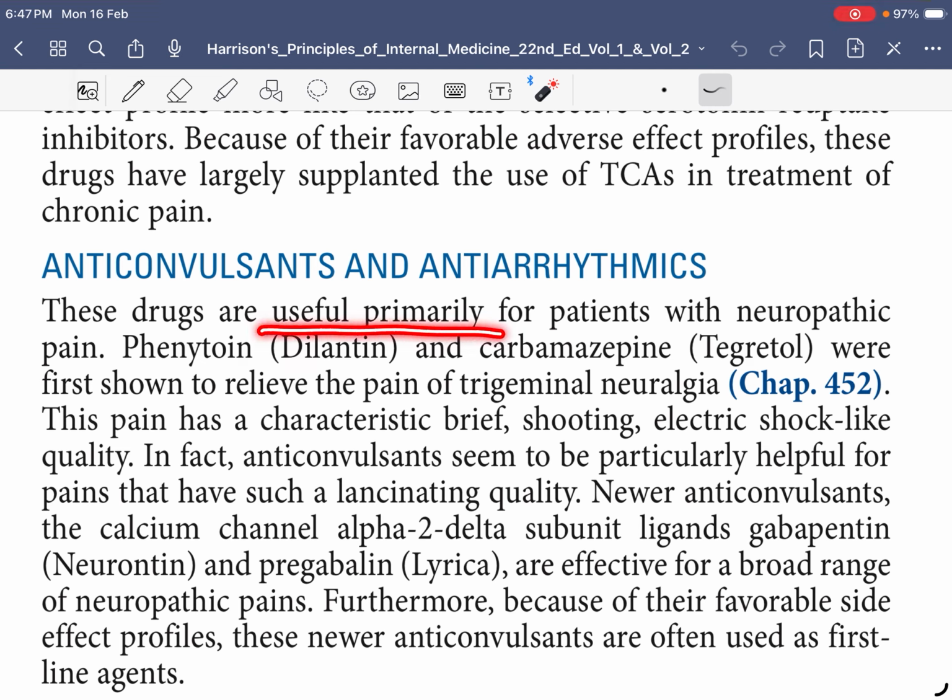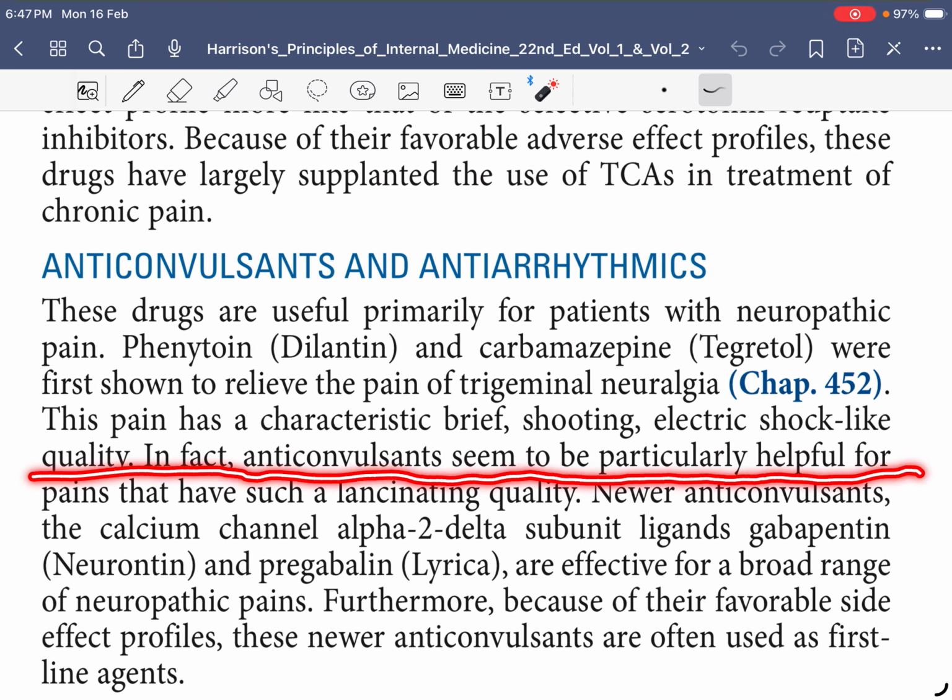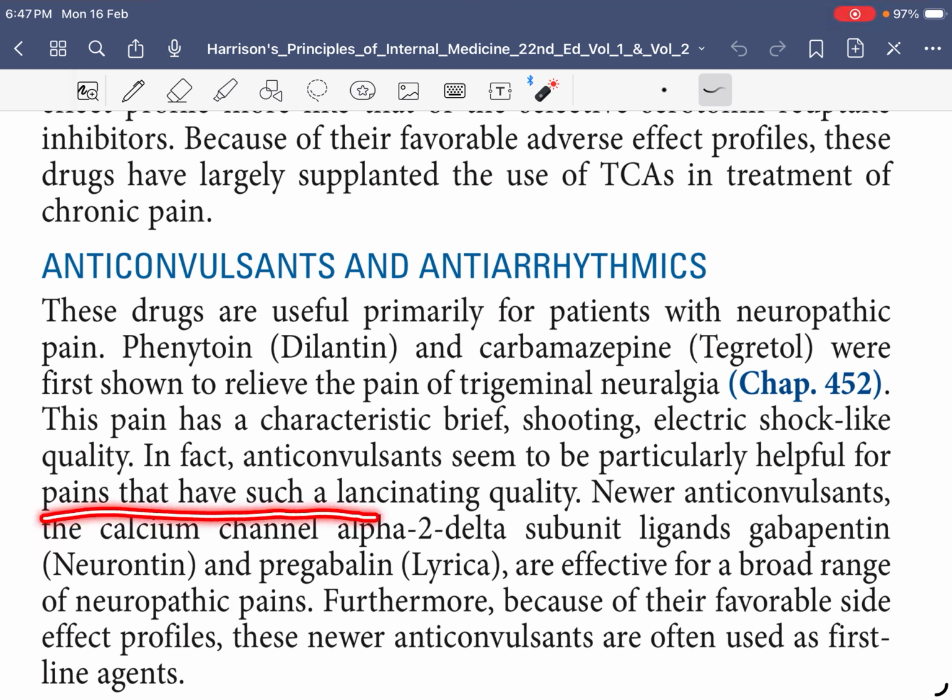These drugs are useful primarily for patients with neuropathic pain. Phenytoin and carbamazepine were first shown to relieve the pain of trigeminal neuralgia, chapter number 452. This pain has a characteristic brief shooting electric shock-like quality. In fact, anticonvulsants seem to be particularly helpful for pain that has such a lancinating quality.